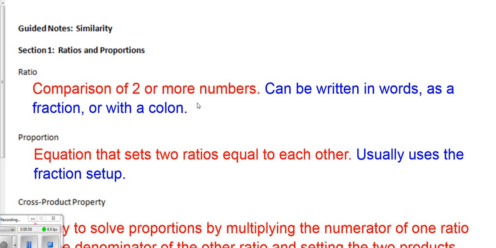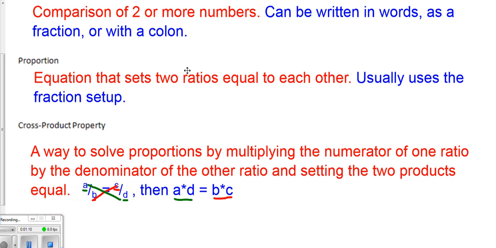Or you can write it with a colon, and the colon just kind of implies the word "to." So like 2 chairs to every 1 table, 2 to 1. You'd use a colon there. A proportion is an equation that sets two ratios equal to each other, and it usually uses the fraction setup. I'm going to erase this. This down here, this is a proportion.